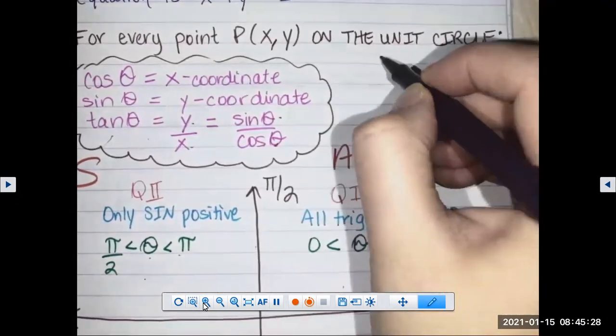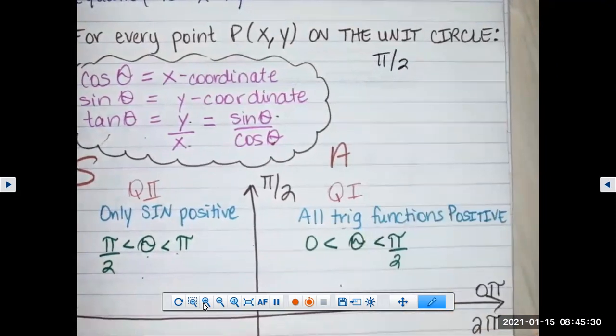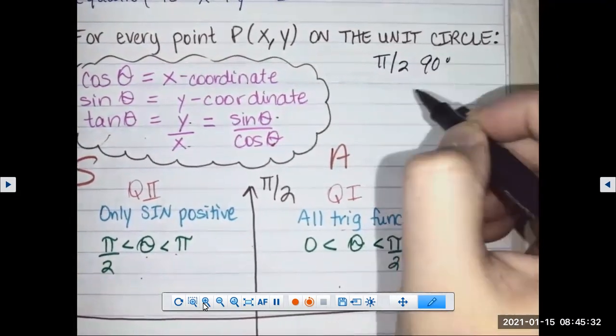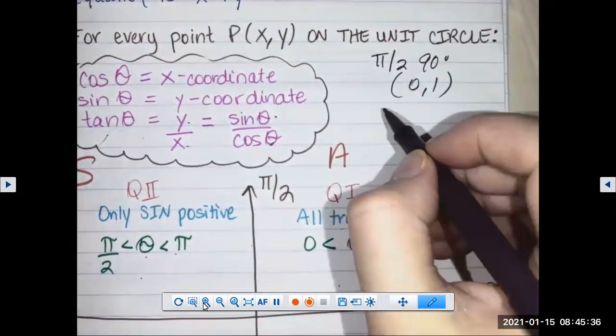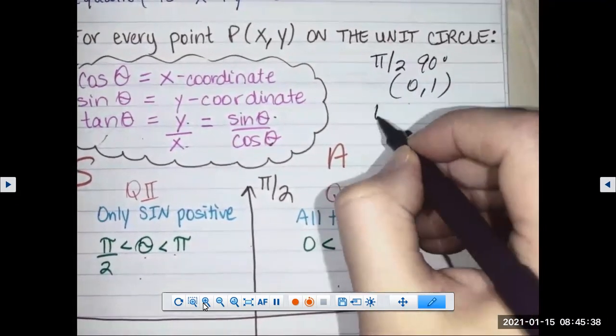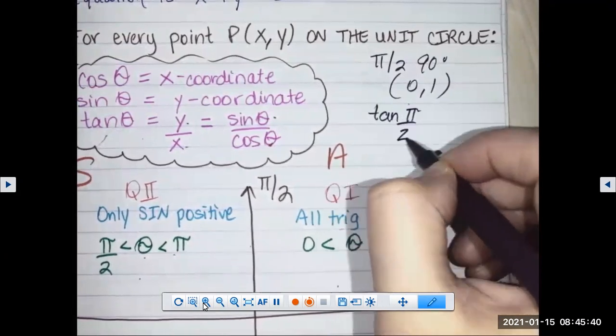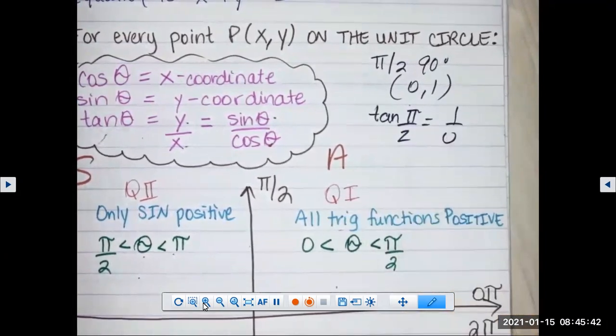So if you'll notice that pi over 2 or 90 degrees at the top, your ordered pair associated with it is 0, 1. To find the tangent, you set 1 over 0, and so that's why tangent is undefined at 90 degrees. Tangent is also undefined at 270.